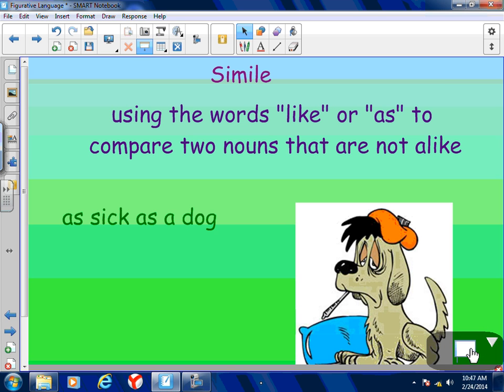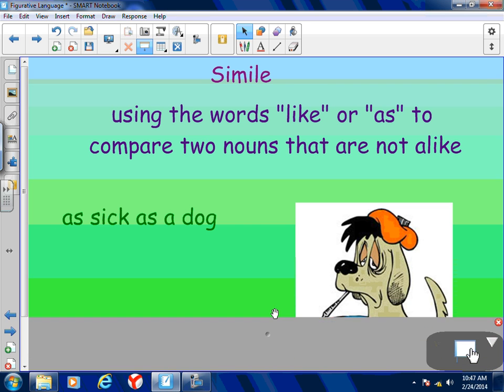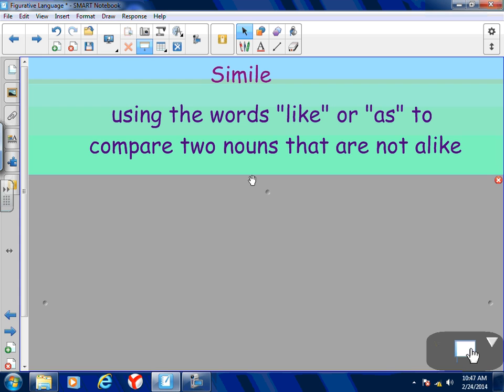Now look here in this example. As sick as a dog. Okay? She is like the sun. I mean, she is so beautiful and shining like a sun. Okay? This is called simile.